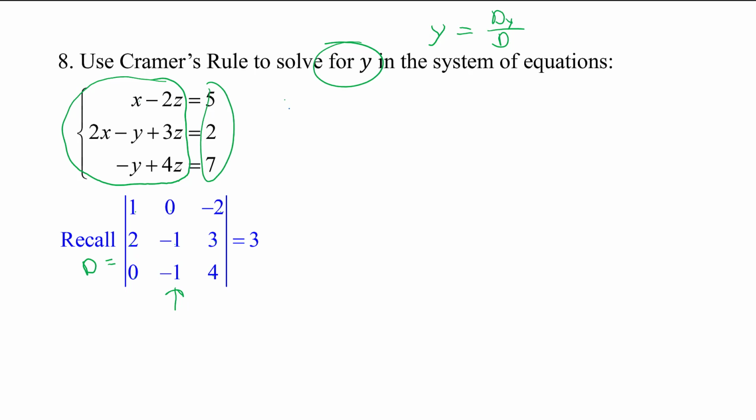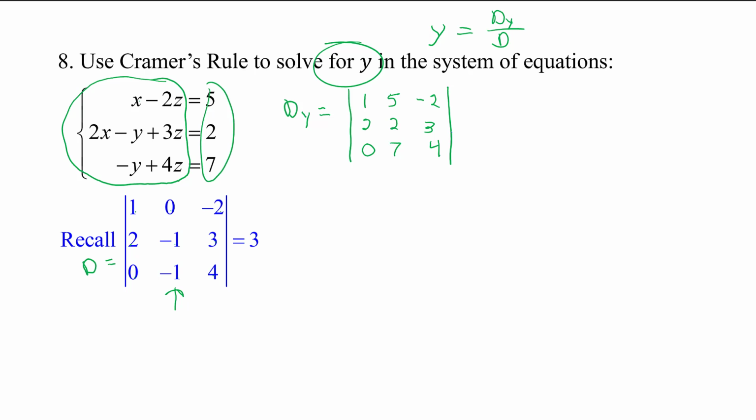So d sub y is going to be the determinant of the matrix that we get. We leave the x column the same as it is in the coefficient matrix, and we replace the y column when we're solving for y, d sub y. We replace the y column with the constants, 5, 2, 7. And then we leave the z column the same, negative 2, 3, 4. Okay, so this is our matrix d sub y.